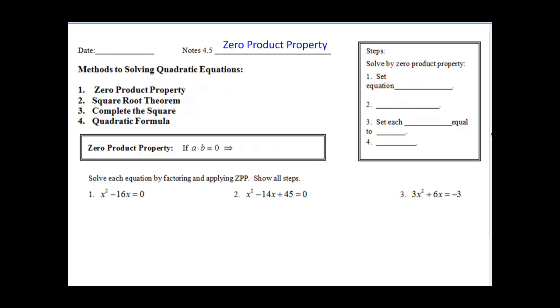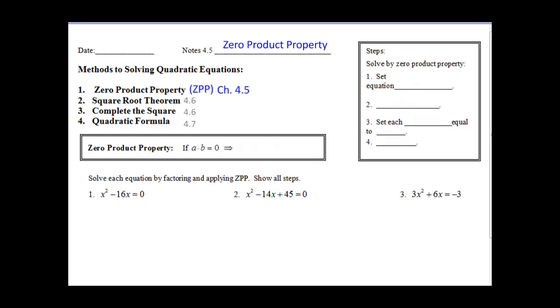Welcome to 4.5 ZPP, Zero Product Property. What we need to look at are methods to solving quadratic equations. So we learned about quadratic equations, now we need to solve them. One, zero product property, that's what we're looking at today. Two, the square root theorem. Then we're going to complete the square and use the quadratic formula.